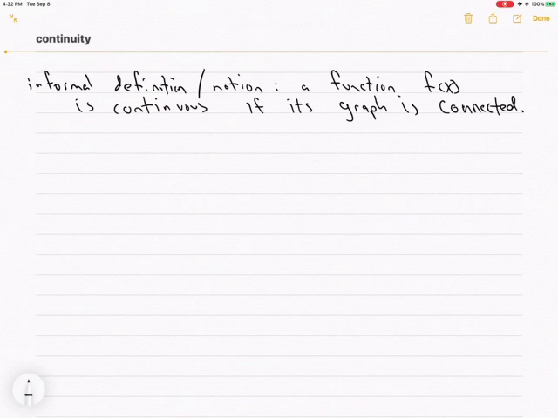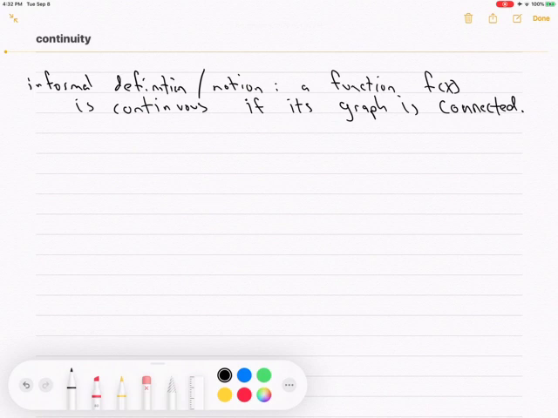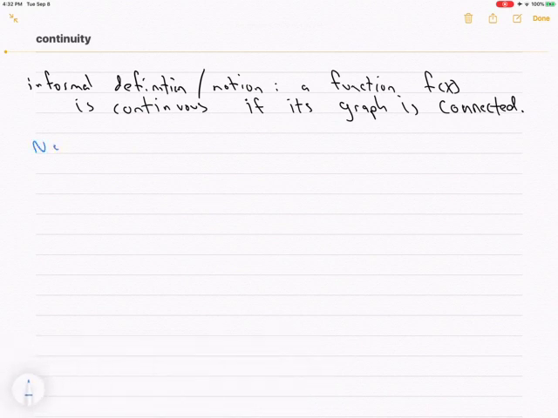Okay, so you've probably heard of this. A function is continuous if you can draw its graph without lifting your pencil or your pen. And so that is the definition of what it means to be continuous. So just some terminology, if a function is not continuous, the term for that is what we call discontinuous.